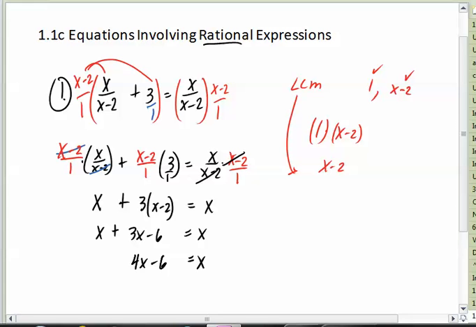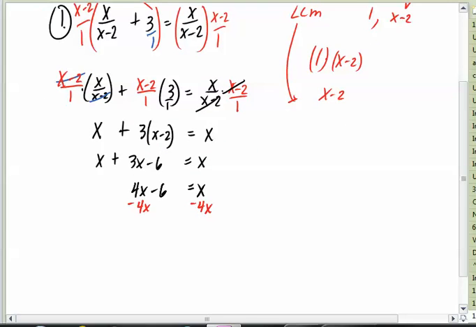Notice that my x's are not in one location, so I'm going to go ahead and subtract 4x to get my x's in one location. So I have negative 6 is equal to negative 3x. And then I'm going to finish up. Divide by negative 3, divide by negative 3. And I have x is equal to 2.